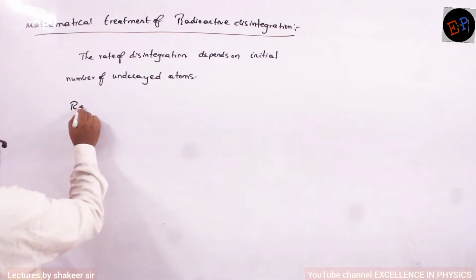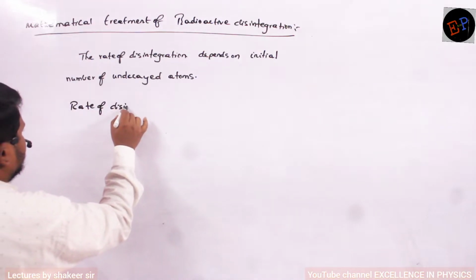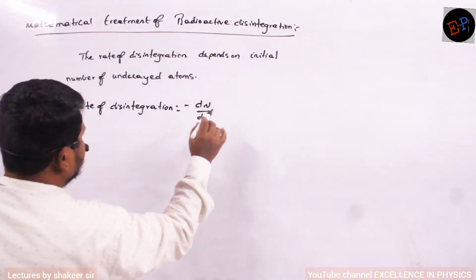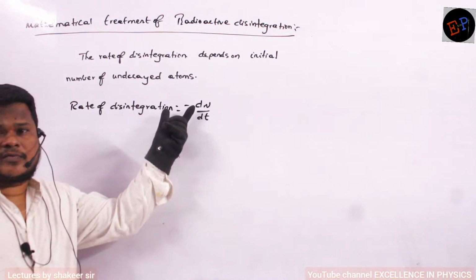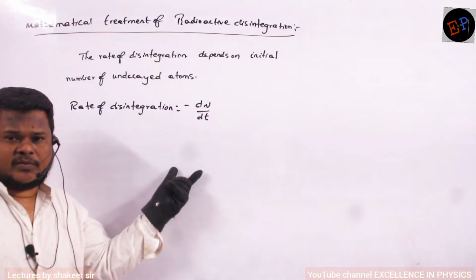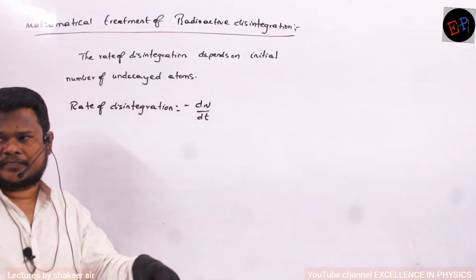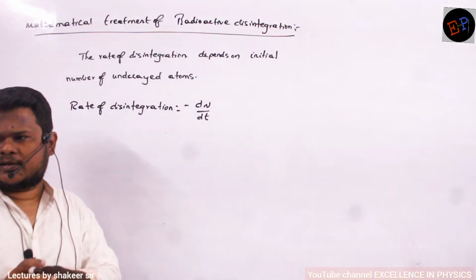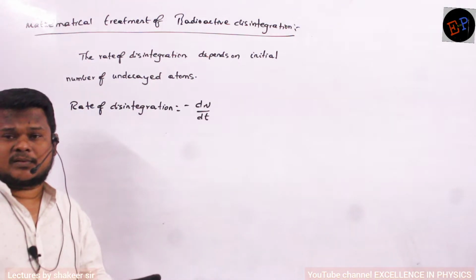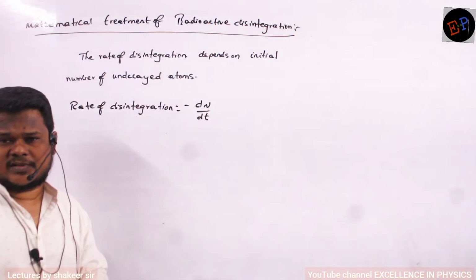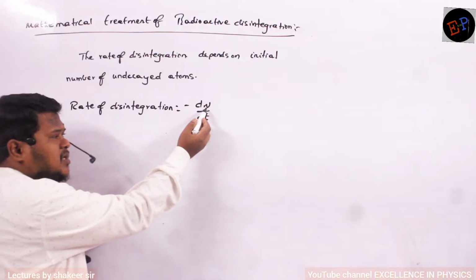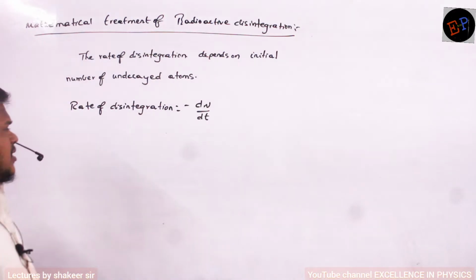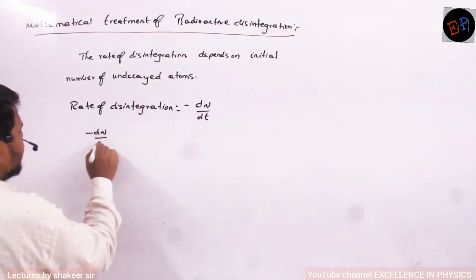So how can I write the rate of disintegration mathematically? Minus dN divided by dt. I can write it like this. Minus means the number of undecayed atoms is decreasing, because when they start emitting alpha, beta and gamma, more atoms are disintegrating, so the number of atoms left for disintegration keeps reducing. What is meant by dN? The change in the number of atoms which are decaying. dt means change in time. So the rate of disintegration, minus dN by dt, depends on what?